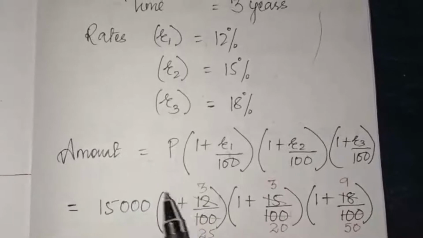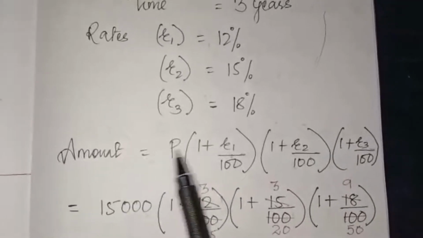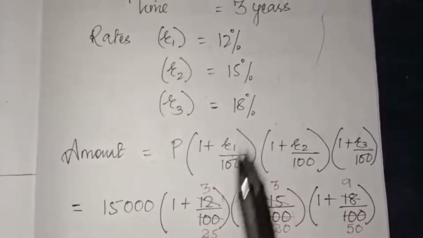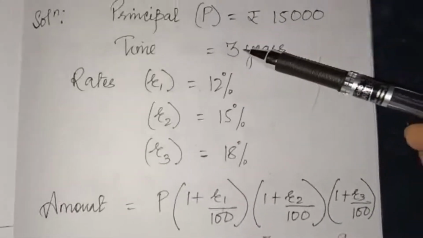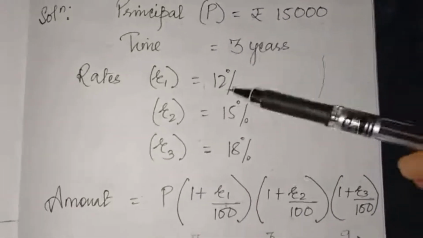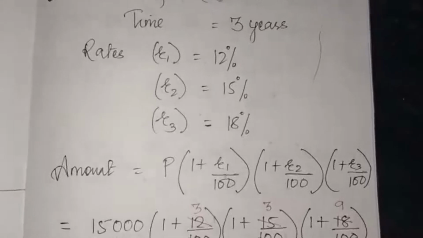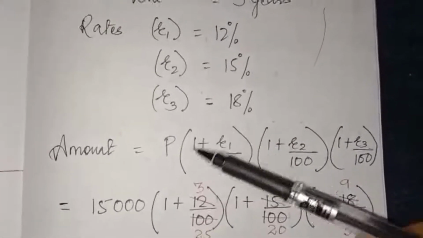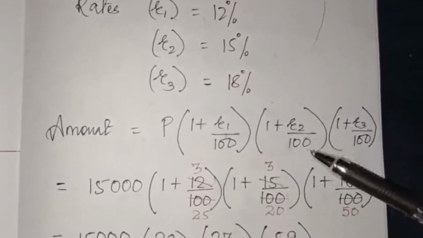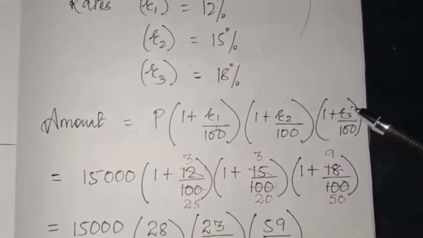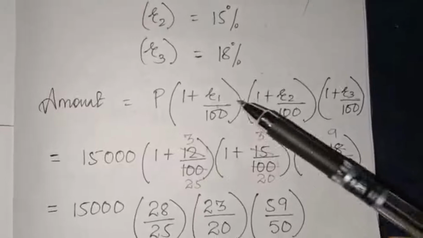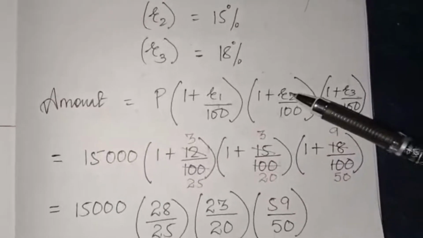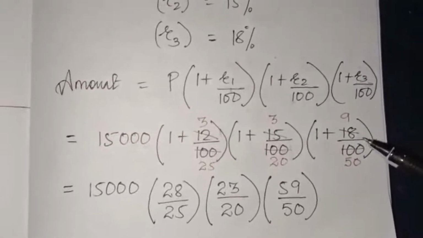So here formula is amount is equal to P. Actually the formula to find amount is P(1 + R/100)^n. But here in place of n we cannot write 3 because we have 3 different rates for 3 years. So we will write first P(1 + R1/100), this is for first year, (1 + R2/100) second year, (1 + R3/100) third year. So in place of R1 12, in place of R2 15, in place of R3 18.